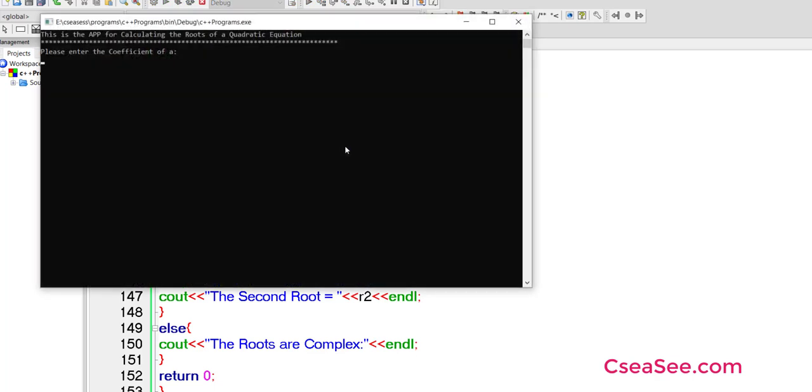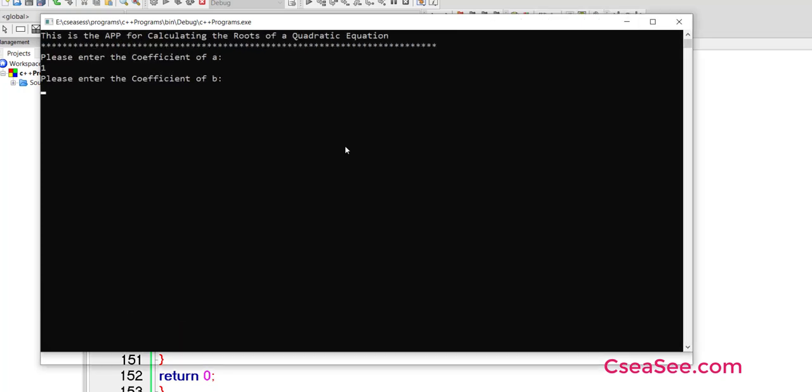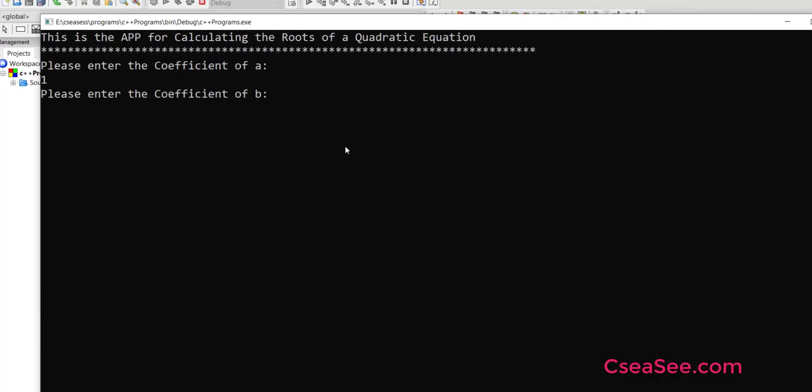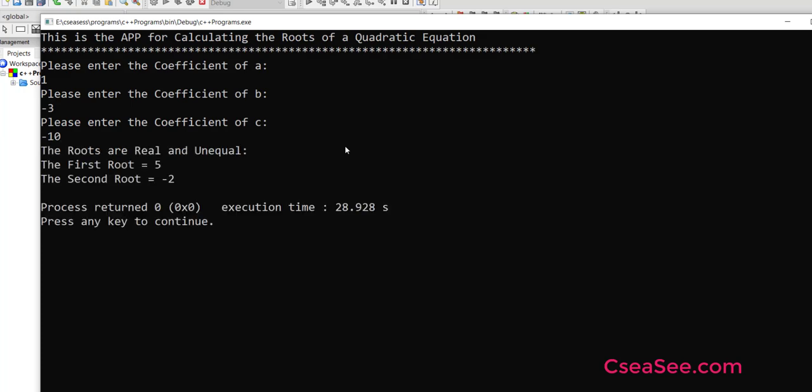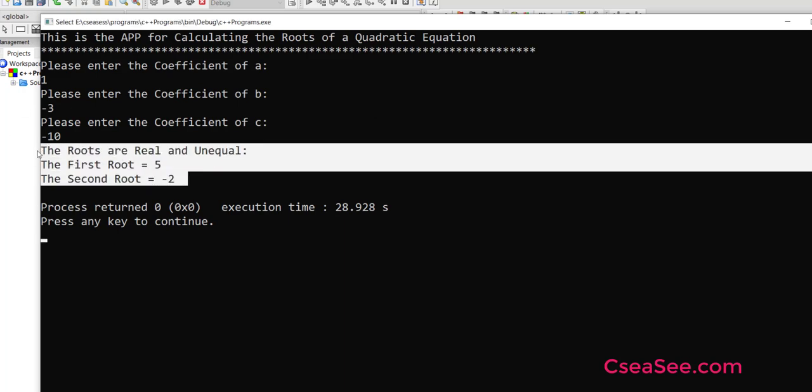I want to run again, and now I'm going to give x squared negative 3x negative 10. The roots for this I know are negative 2 and 5. So let's check it out. Coefficient of x squared is 1. Coefficient of b is negative 3, and the coefficient of c is negative 10. As I mentioned to you, the roots should be negative 2 and 5. You see that? Negative 2 and 5.